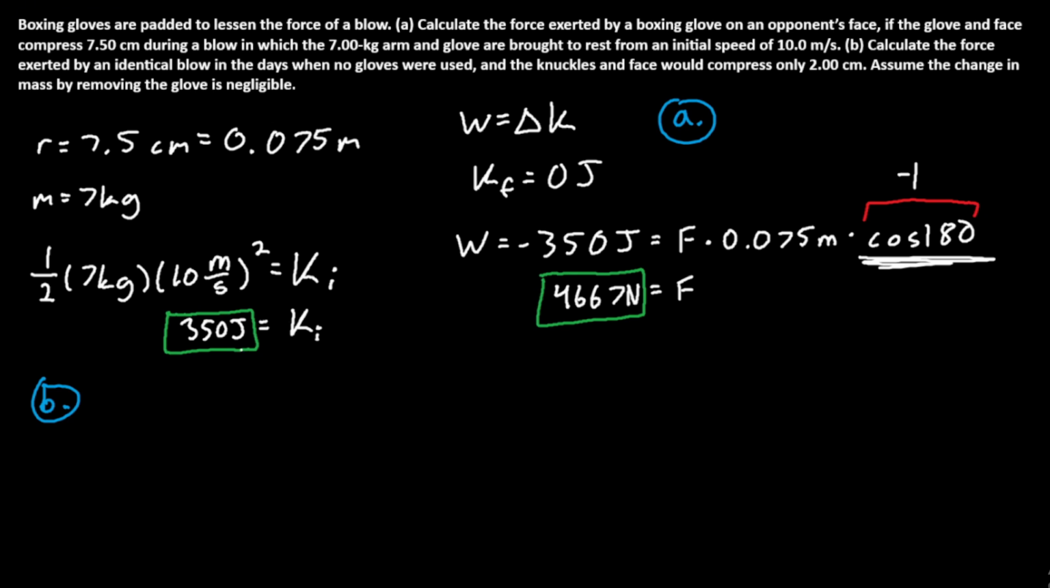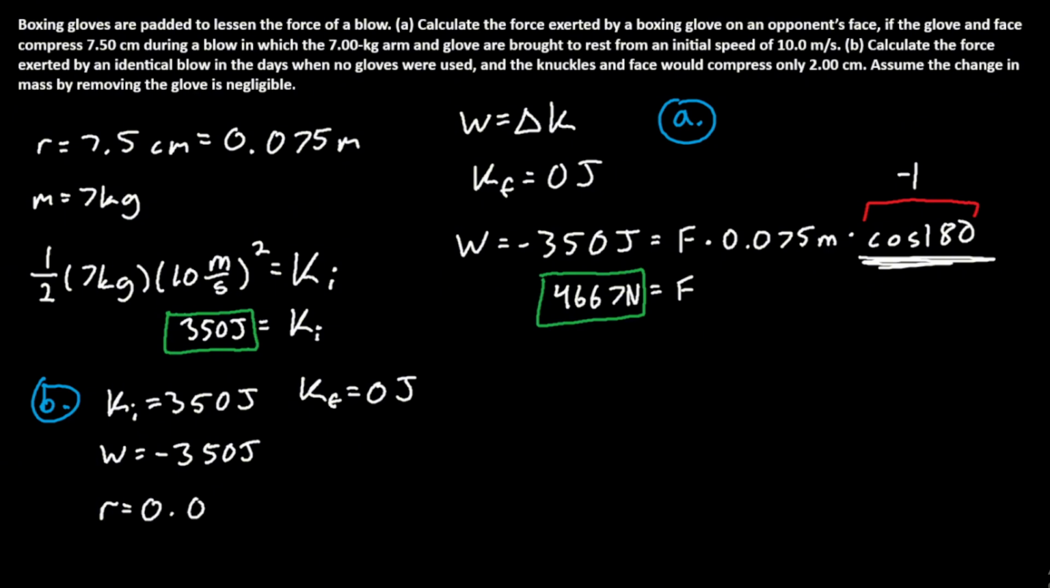So your initial kinetic energy will be the same. So K of I is still equal to 350 joules. Therefore, our work is still equal to negative 350 joules since we want to bring the final kinetic energy to 0 joules. The only thing that changed is your displacement. So R is equal to 0.02 meters now, as that's equal to 2 centimeters. So let's set up our work equation.